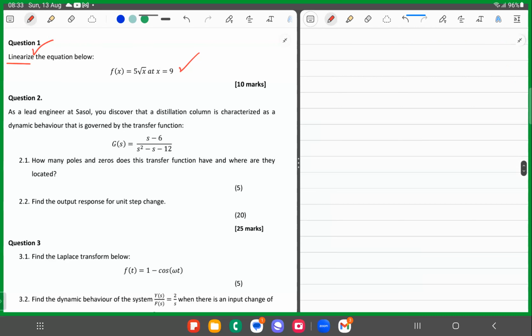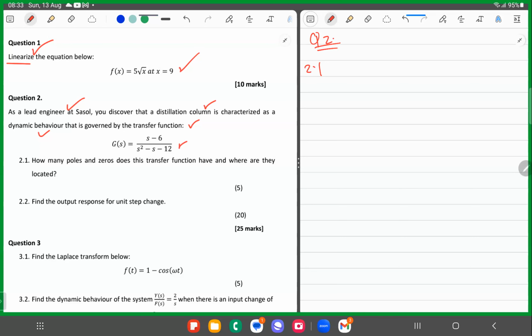The next question is question 2. As a lead engineer at Sasol, you discover that a distillation column has dynamic behavior governed by the transfer function G of s equals s minus 6 all divided by s squared minus s minus 12. In 2.1, how many poles and zeros does this transfer function have, and where are they located? Okay, so now you're going to look at the poles.